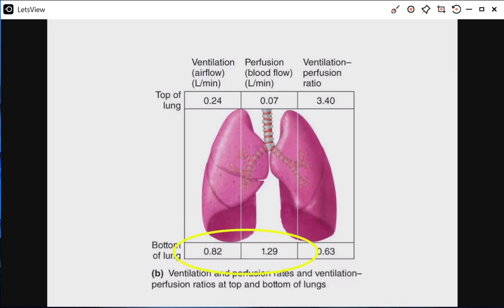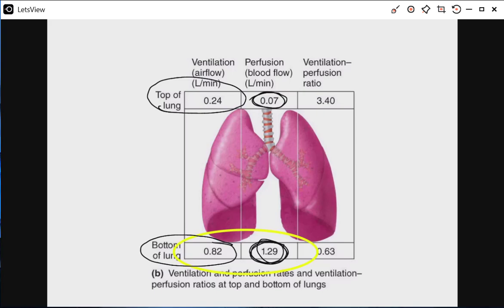So if you look here, you can see that the bottom of the lung naturally gets almost 4 times as much ventilation as the top of the lungs. What's interesting to me is, does that mean we send 4 times as much blood to the bottom of the lungs as we do to the top of the lungs? And I want you to look at this. This is how much blood we're sending to the bottom of the lungs per minute, and this is how much we send to the top of the lungs.